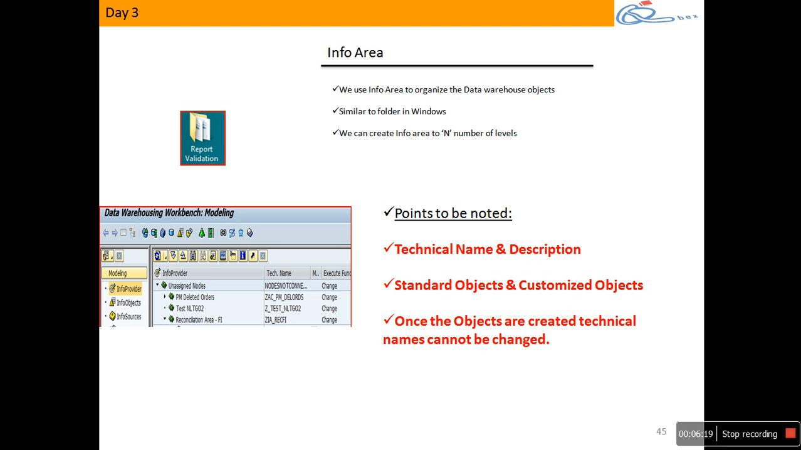And one more thing is any object in BW, whether it is info area or info object or cube, will always have two types: customized objects and standard objects. Customized objects are those objects which we create from scratch. But if you use some object which is delivered by SAP, we call them standard objects.